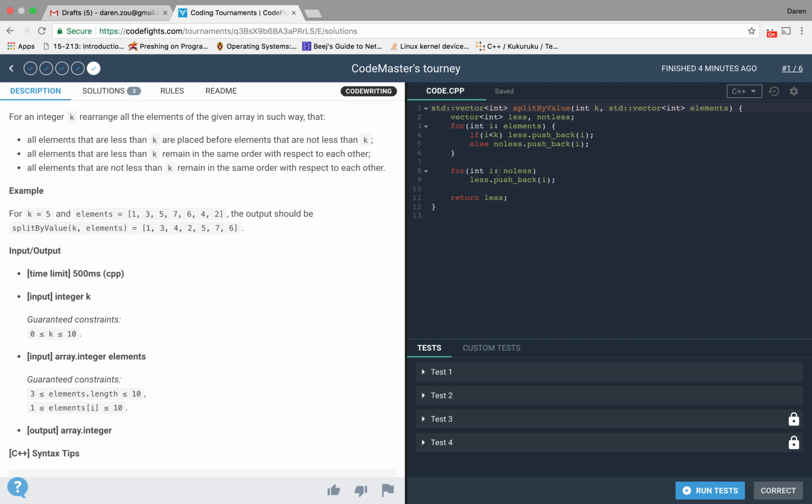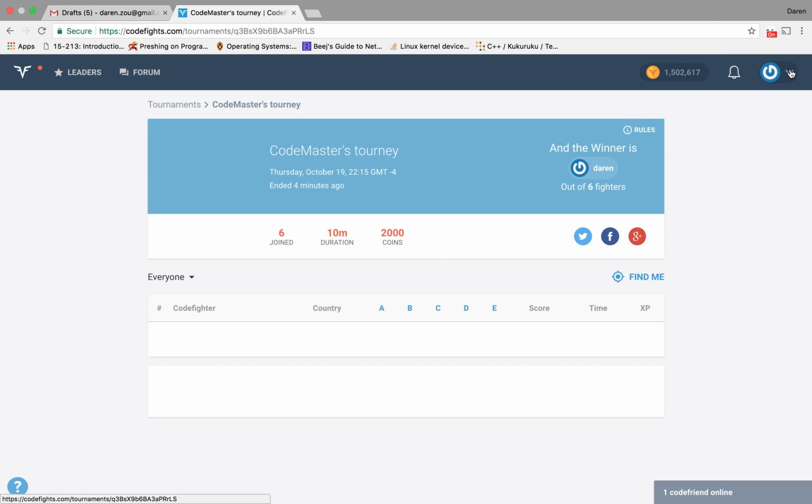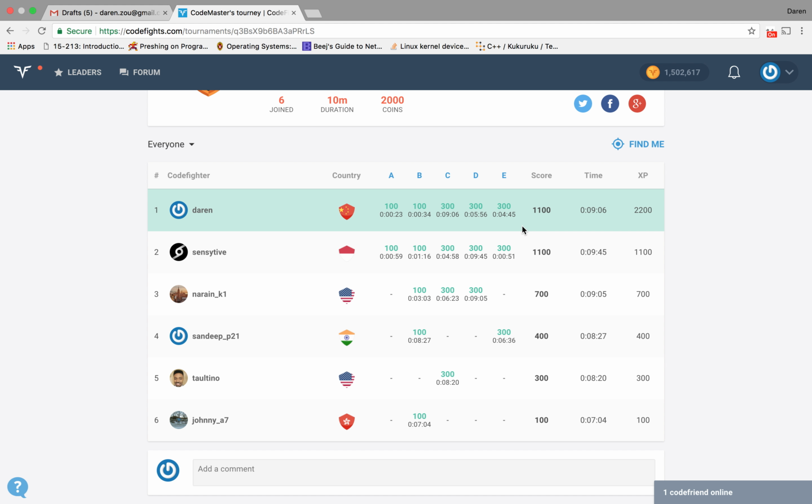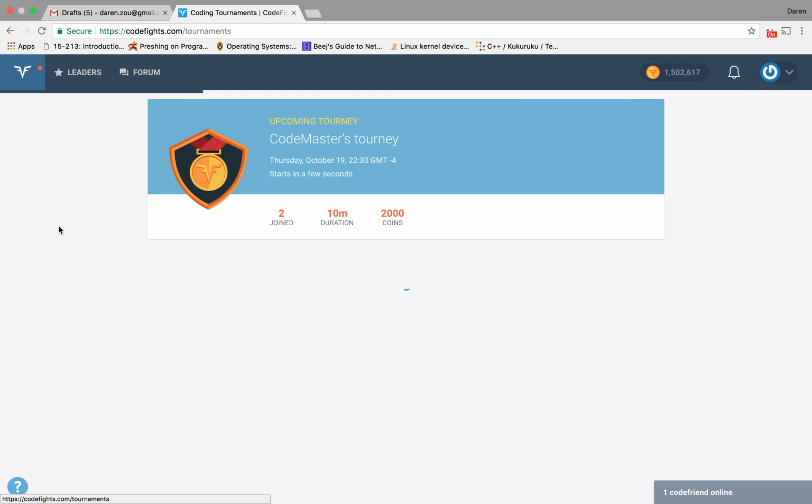And basically, what I did is just first, in their respective orders, split them up into 2 different arrays or vectors in C++, less and not less, less than k and not less than k. And then in the same order, I put every element from not less into less and return less. That's pretty straightforward. And we got first place, which is kind of cool. Barely though, had a minute to spare.